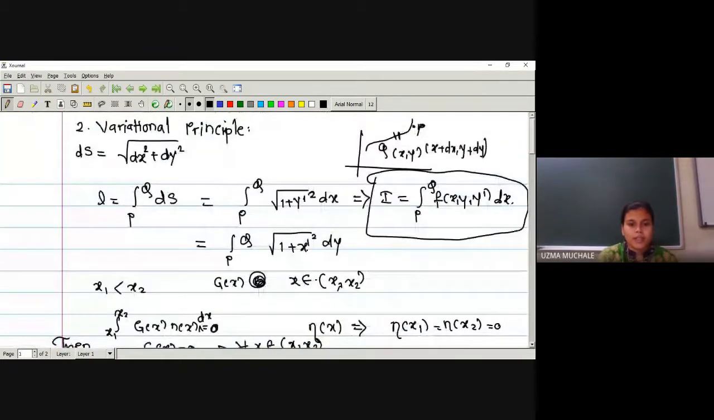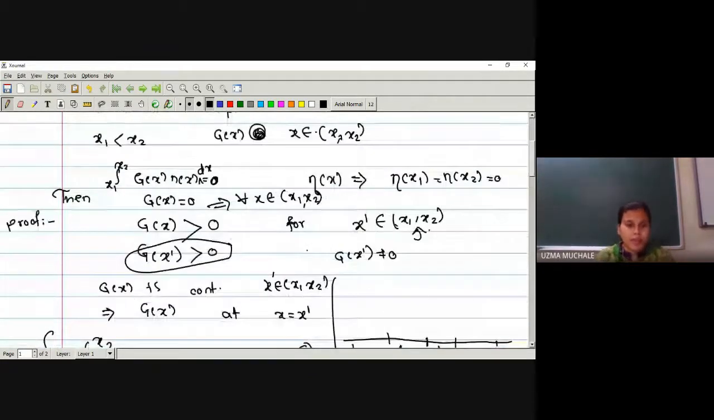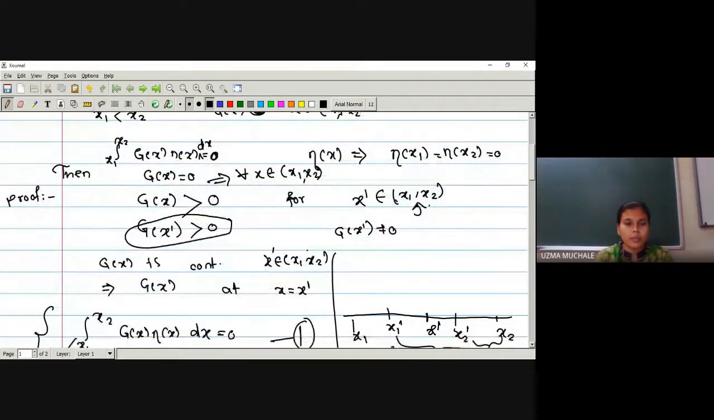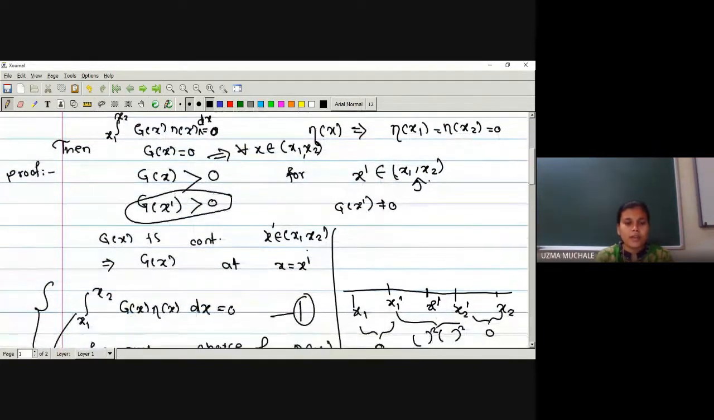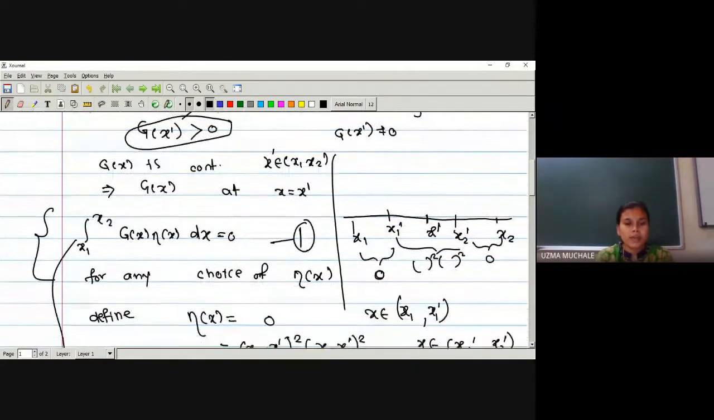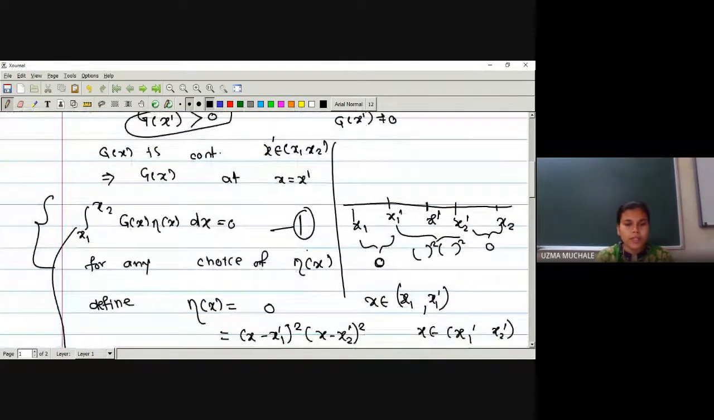First, you read whatever is given to us. We are provided that the value of the integration is equal to 0, and eta of x is a function in such a way that eta of x1 and eta of x2 are equal to 0. What is our aim to prove? g of x is 0. For that, we have assumed that there exists at least one point for which g of x is greater than 0. And with the help of that, we have arrived at our equation 1, which is the given equation.